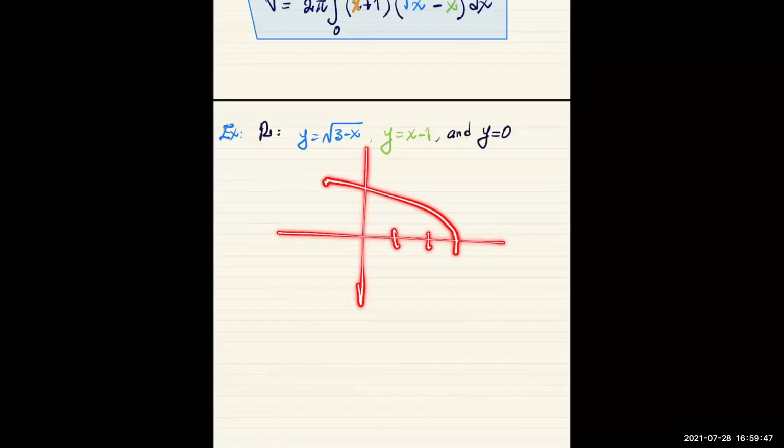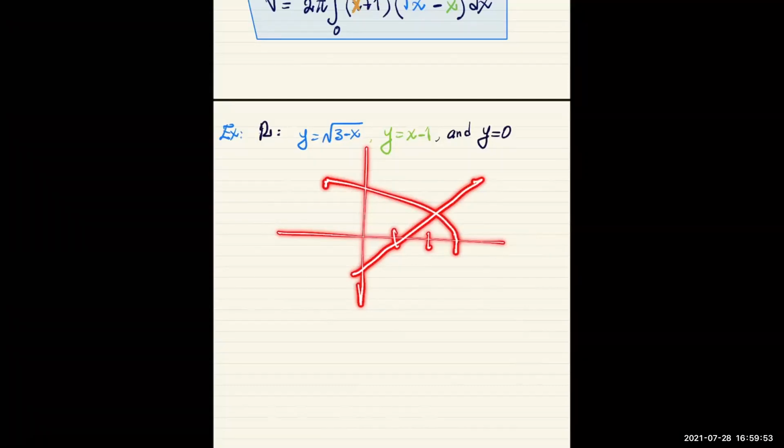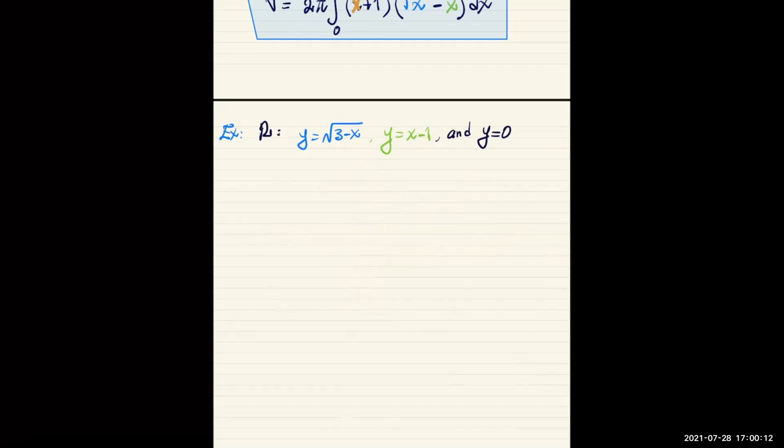And then y equals x minus 1 is this graph. Also you have y equals 0, which is this line. And let's just assume it's in the first quadrant. Is that y equals 0? Yes. So I'll write down quadrant 1.